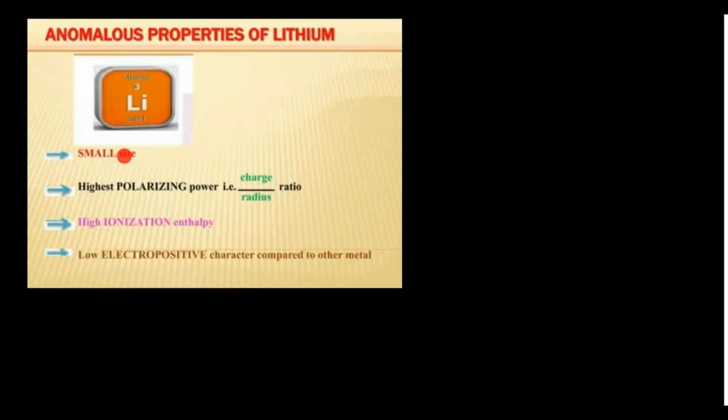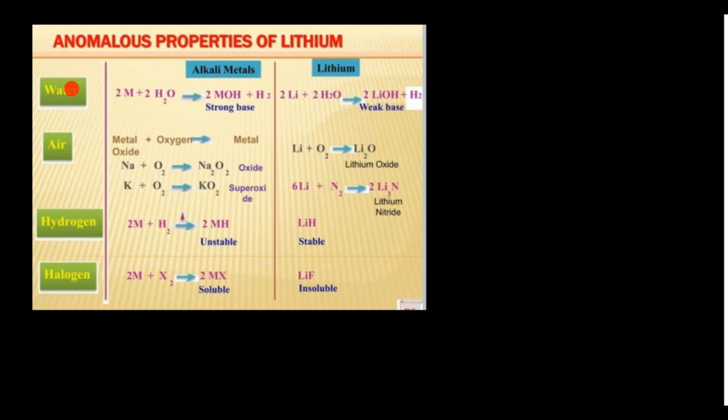Anomalous behavior of lithium. First of all, it is very small in size, and its polarizing power is very high, that means the charge by radius ratio, and its ionization enthalpy is very high. That's why it forms covalent compounds and not ionic compounds. Its electropositivity is very low, which means it is less metallic compared to sodium, potassium and the others. Now, the reactions.